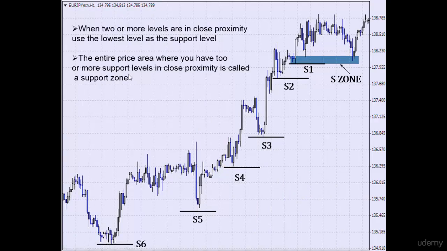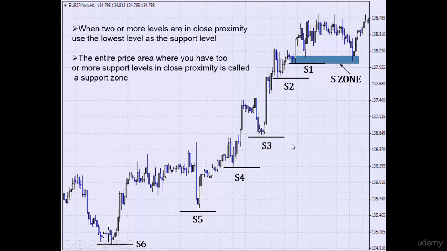Now, the same goes for support. When two or more support levels are in close proximity, we use the lowest level as the support level, and the entire price area where you have two or more support levels in close proximity is called a support zone. So this is a support zone because we have 1, 2, 3 support levels in close proximity.